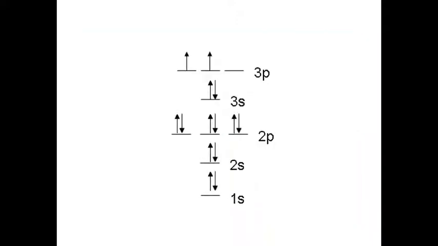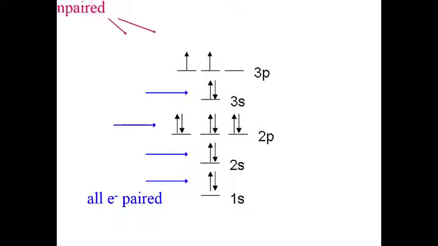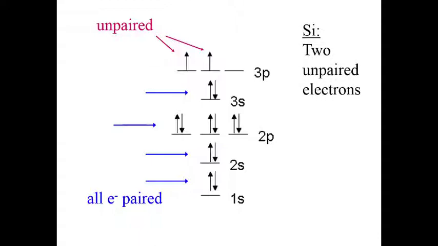The other item of interest here is the number of unpaired electrons in the highest occupied orbitals. Going back to our energy level diagram for silicon, notice that all of the electrons in the levels below 3p are paired. In other words, for every up arrow, there is a down arrow paired with it. More technically, for every electron with a plus 1/2 spin quantum number, there is an electron with a minus 1/2 spin quantum number. In the 3p sublevel, there are 2 electrons that are unpaired. They have the same spin.